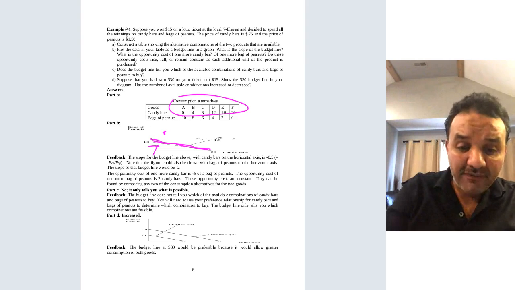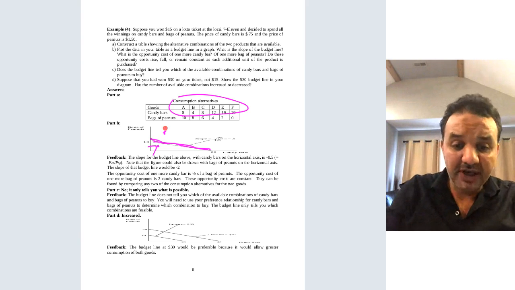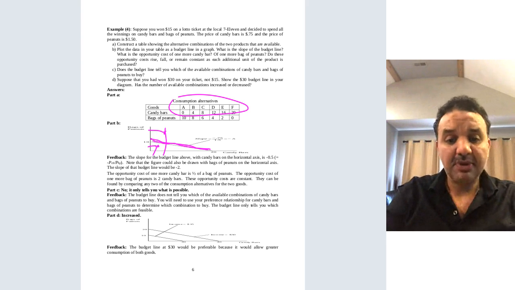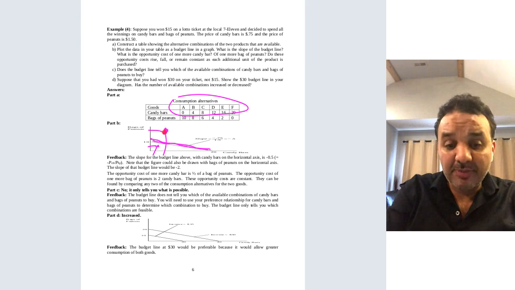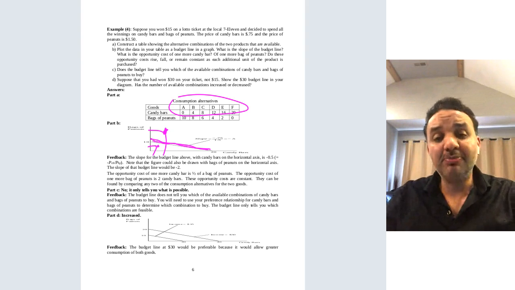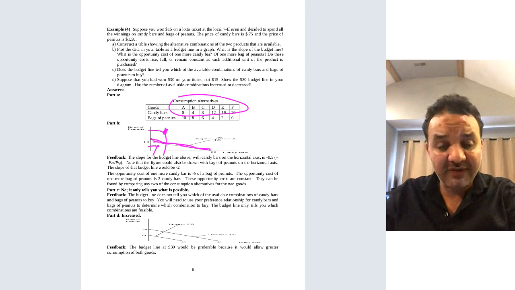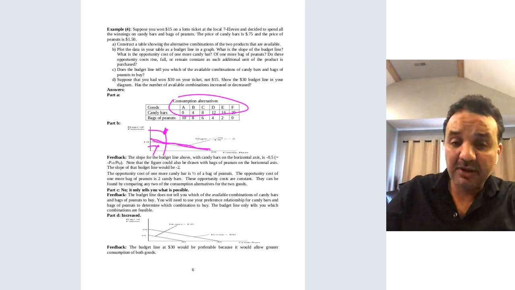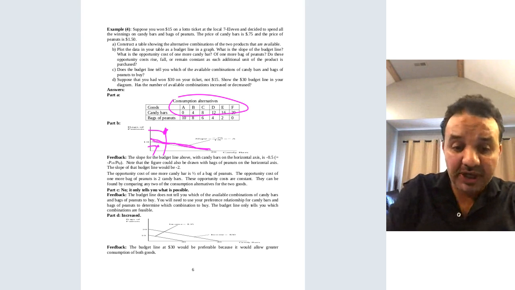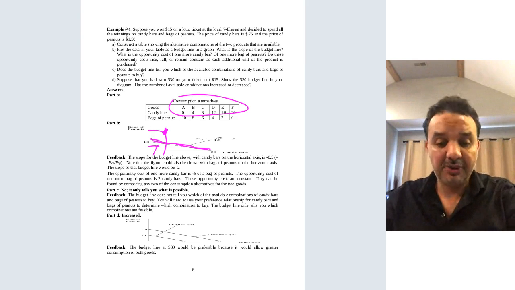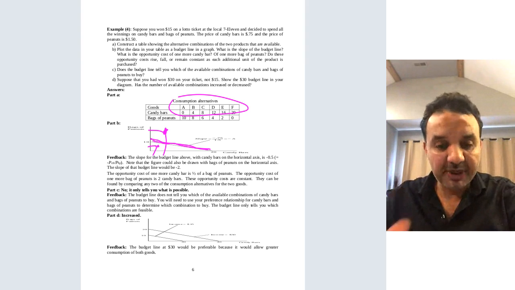Any point above the budget line, so let's say if you choose any point like this, is it feasible? No, because if you want to be located at this point, you need more money than whatever you have. You have only $50, but you need more money to be at this point. So it's not feasible.